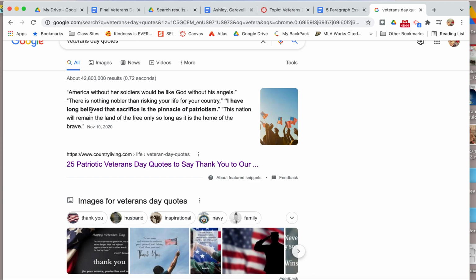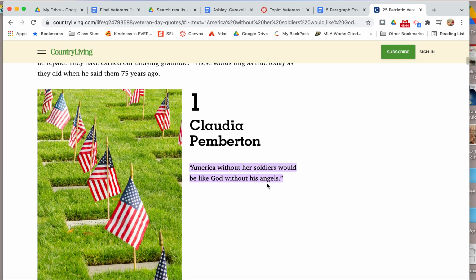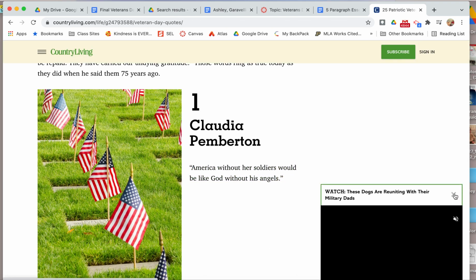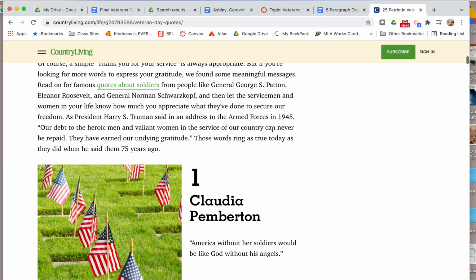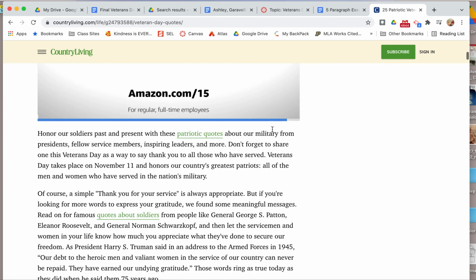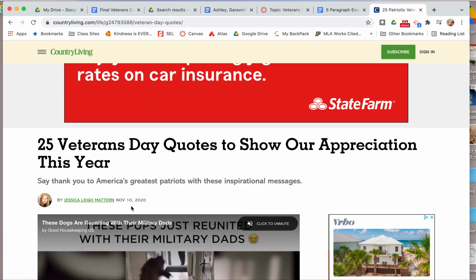Now let's say you're this person that picks this right here, that's fine, but this is not your source. This is your source. You've got to click on the actual website, okay? Now if I wanted to use this quote by Claudia Pemberton, then it would say something like, Claudia Pemberton said, comma, and then I'd give the quote, okay? I would get rid of the period here, but then I would have to cite the website. So I'm going to look and see if I have an author. Here's my author, Jessica Lee Mattern. This is her last name. So I'm just going to put that in my in-text citation.